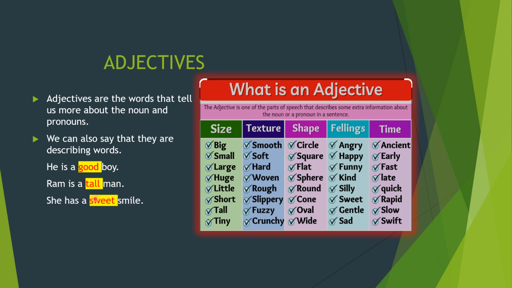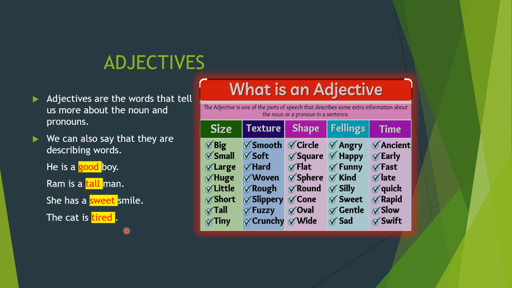Now similarly, she has a sweet smile. Now she is a pronoun. Now how she smiles? So basically we are describing smile. Smile is a noun. As we know happiness, sadness, smile, laugh, love, these are all certain abstract nouns. So we are describing this noun. So sweet is an adjective here.